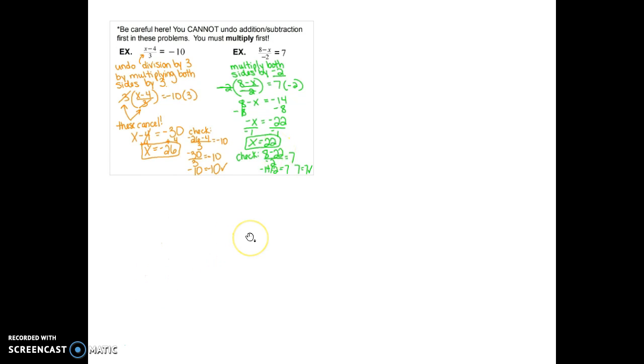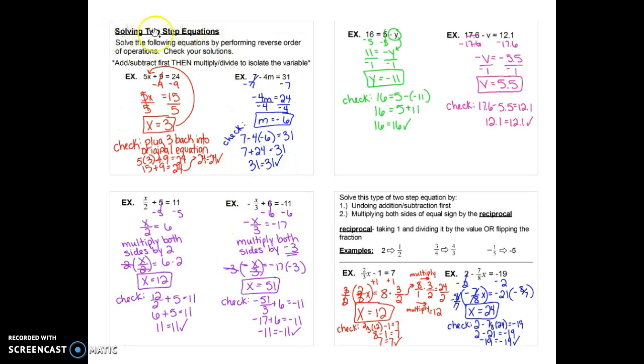Okay, again, this was solving two-step equations. This was part 2 of the notes, and this is your concept number 5.